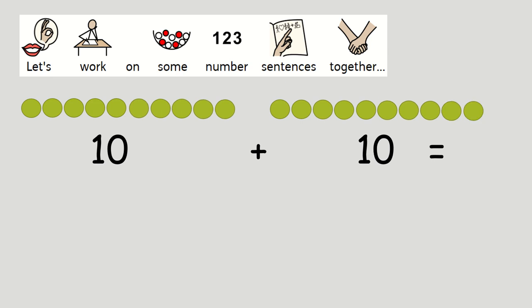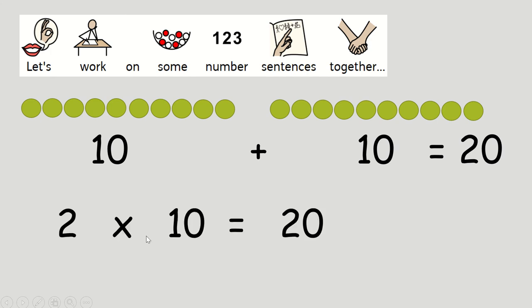This time, ours are in groups of 10. So we can say that 10 add 10 equals 20. Or we could say we have one, two groups of 10. So 2 times 10 equals 20.